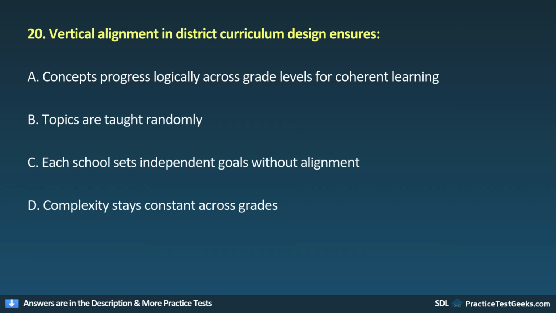20. Vertical alignment in district curriculum design ensures: A. Concepts progress logically across grade levels for coherent learning. B. Topics are taught randomly. C. Each school sets independent goals without alignment. D. Complexity stays constant across grades.